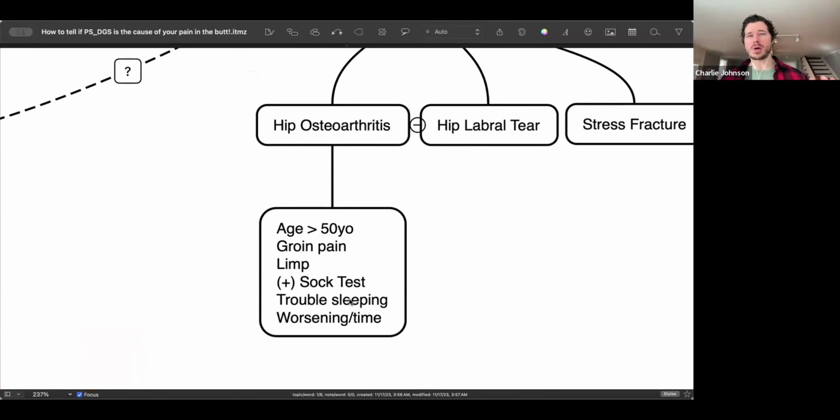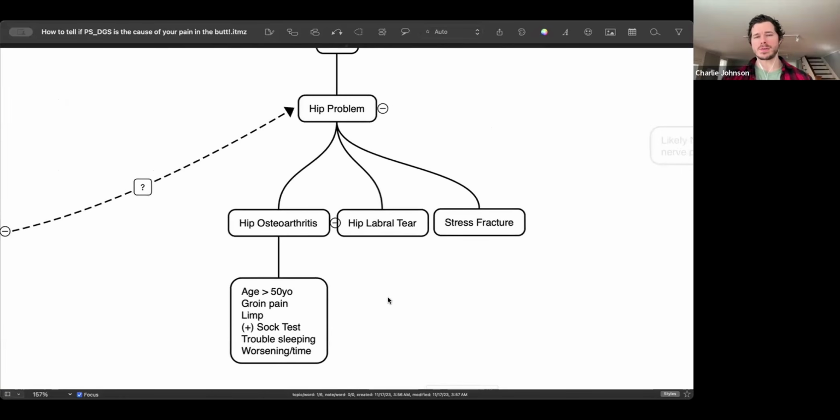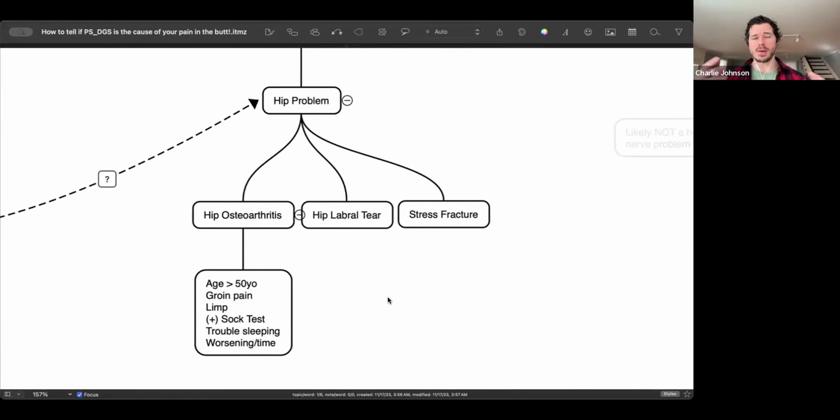And then oftentimes people have trouble sleeping due to hip joint problems, and it's getting worse over time. Less motion over time, more limping over time, more pain over time. This points to maybe not being responsive to a natural solution, potentially needing some type of hip replacement, but it definitely does not point to a piriformis syndrome problem, right?